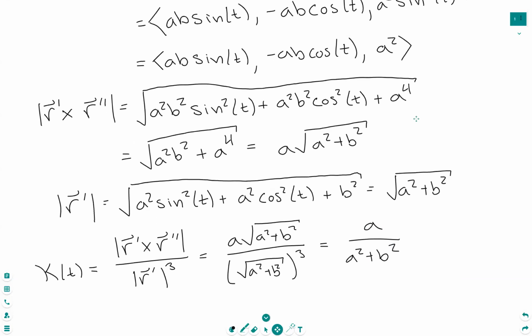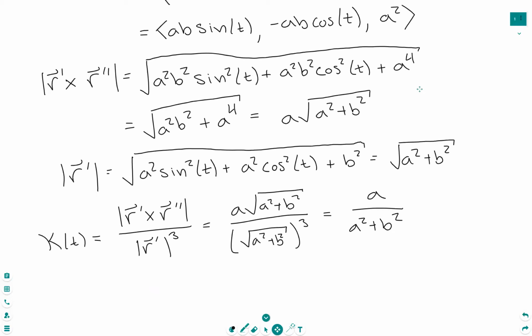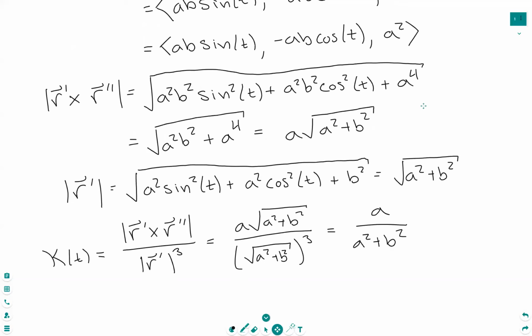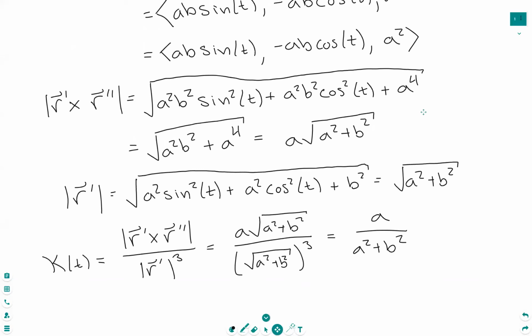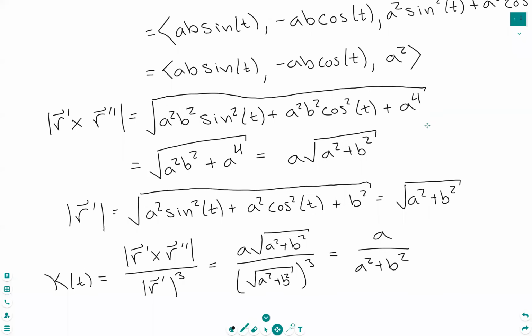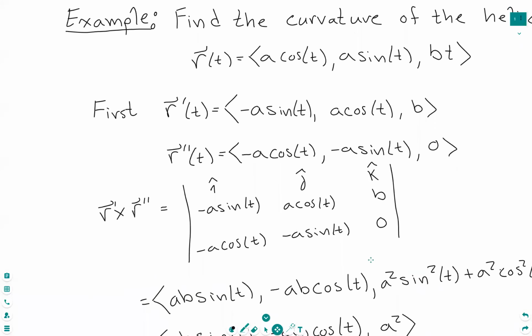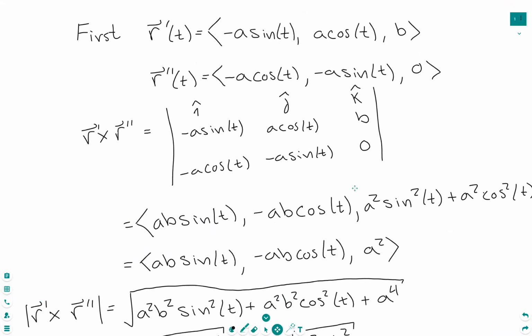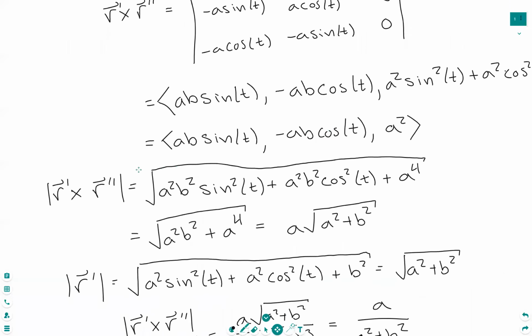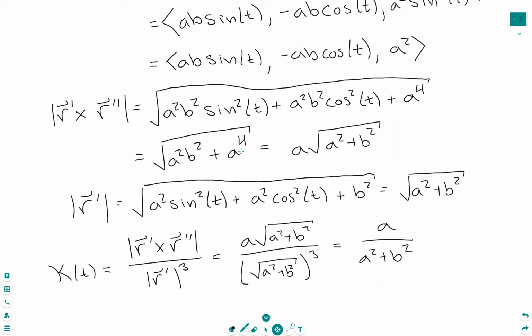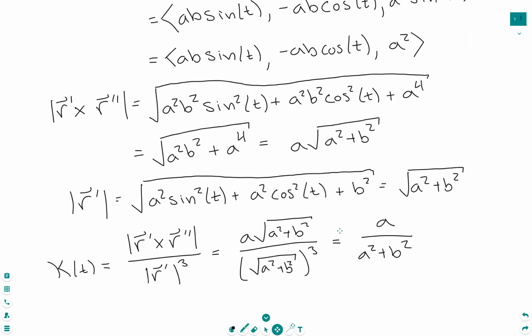It's a little bit longer than some of the other problems that we've done so far, but we kind of expect that. We're getting into the calculus of all of this. So the basic premise was we found our r prime, our r double prime. We took the cross product to form the numerator. We had to take the magnitude, and then we took the magnitude of r prime, and then just plug and chug into our formula for the curvature. And there we have it. There's the curvature for our specific helix.